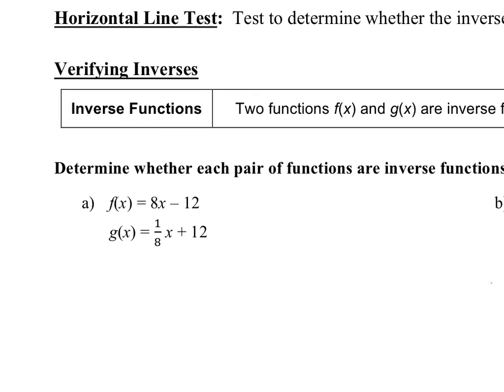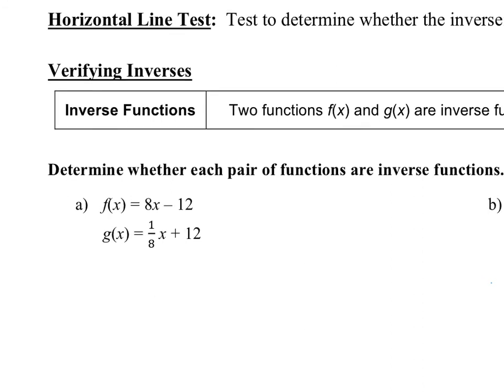Okay, we learned a long time ago that if you do the vertical line test, it'll tell you whether a relation is a function. Now, if you do the horizontal line test, it'll tell you if the inverse of a relation is a function.